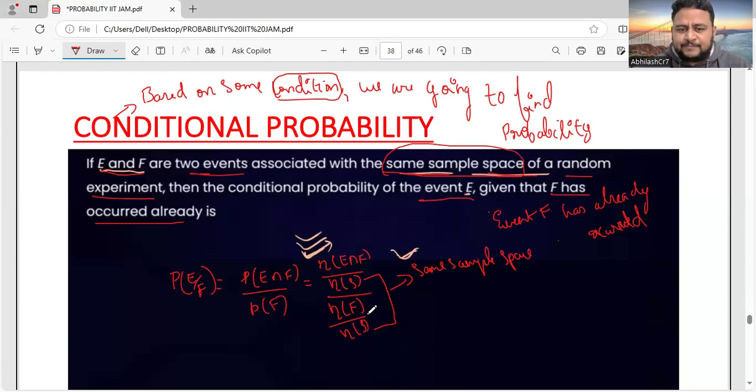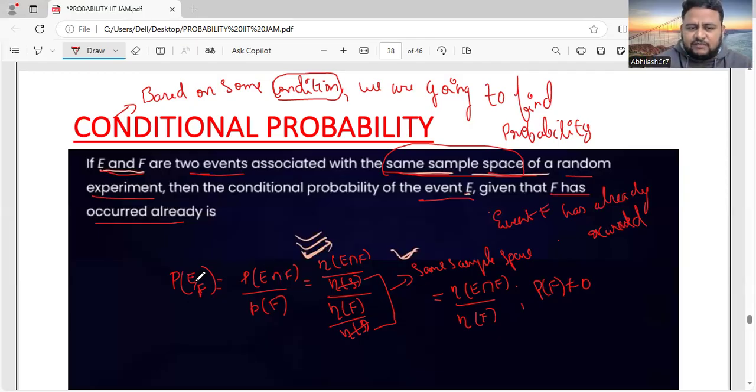So now what will happen? I can cancel this. So this formula will become equal to cardinality of E intersection F by cardinality of F, provided that probability of F is not equal to 0. The probability of event F that has occurred should not be equal to 0. Okay, this is the formula.